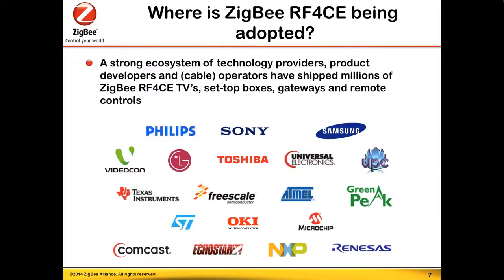So ZigBee RF4CE, actually it was originally started by companies like Philips, Sony, and Samsung, and it has been broadly adopted by technology providers, product developers, and cable operators worldwide. Millions of ZigBee RF4CE devices are shipped every month. And also for the product builders, there's a wide variety of chip and technology providers, including software, available in the market. Next slide, please.